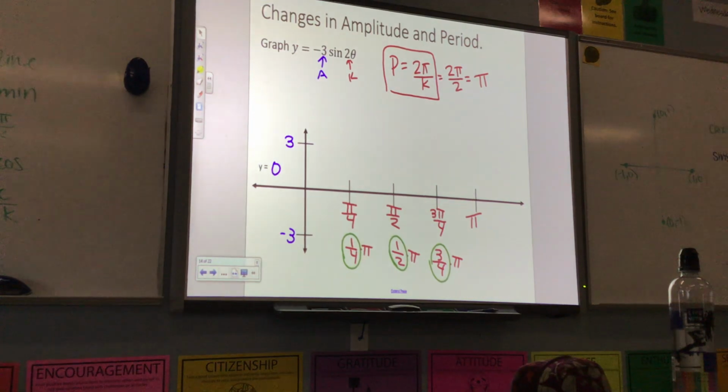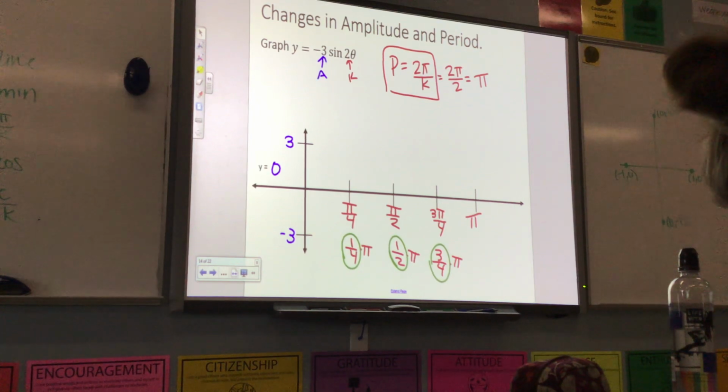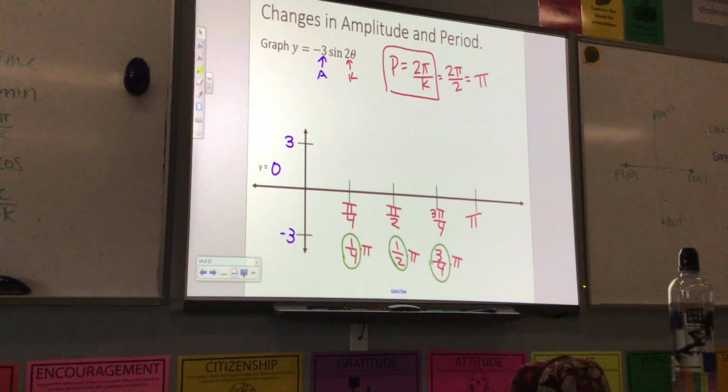Yes, sir. So can't you just take your tick marks divided by your k? Because pi over 2 divided by 2 equals pi over 4. Yes. Let me think about if that'll always work. Because it should, but I don't want to tell you it will and then it doesn't. Alright, I'll think about it. Okay, everyone know how we got those points?